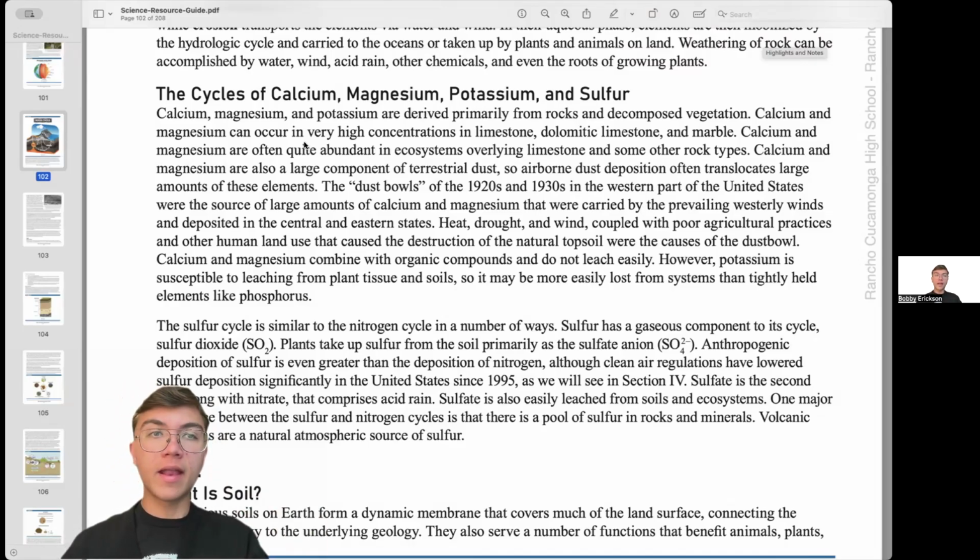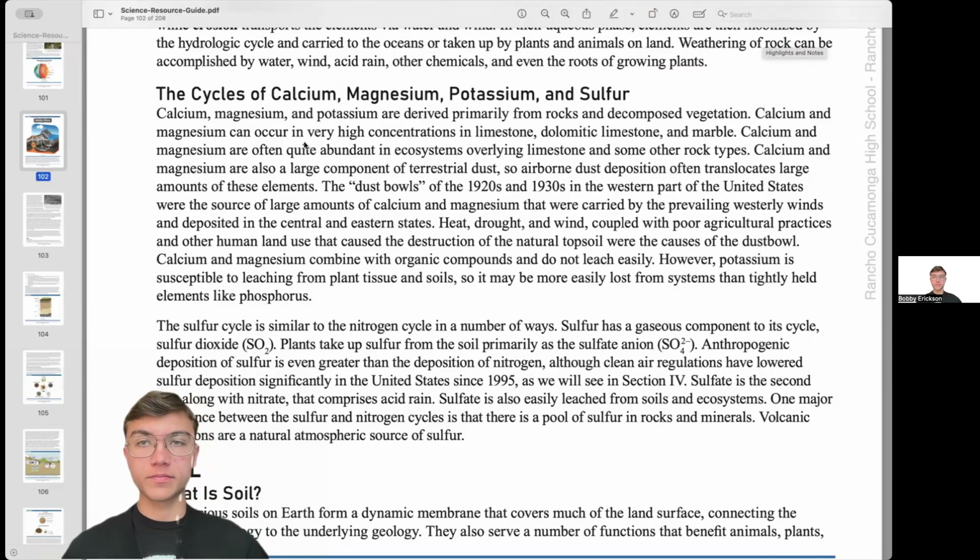And then calcium and magnesium are usually abundant in ecosystems with lots of different limestones and other rock types. And they're also a large component of what's known as terrestrial dust. So a lot of that dust that you might find in the air at random times, especially that was found in the dust bowls in the 1920s and 30s, you can find lots of calcium and magnesium. So you might be asked which elements were most found in the dust bowls in the 1920s and 30s, and you would have to answer calcium and magnesium. You can remember that because they are part of terrestrial dust, and dust happened in the dust bowls, and they often occur in rocks and decomposed vegetation, of course.